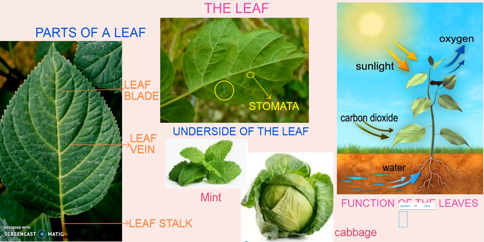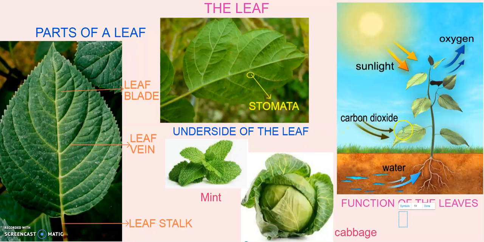And this is the underside of the leaf. It has stomata, which are also called air holes. There are a lot of air holes on the underside of this leaf. So through these air holes, a leaf can breathe.